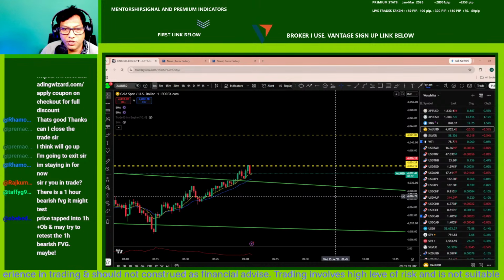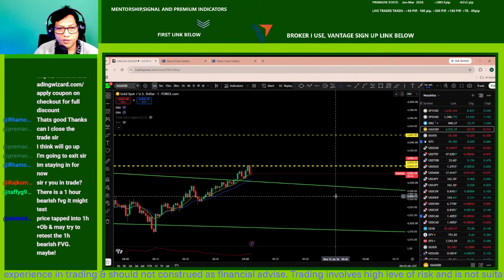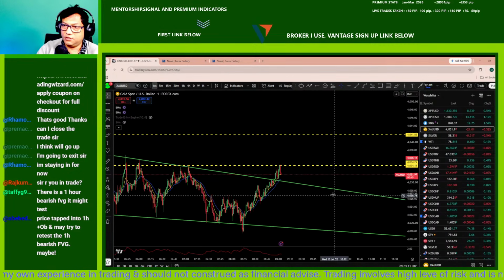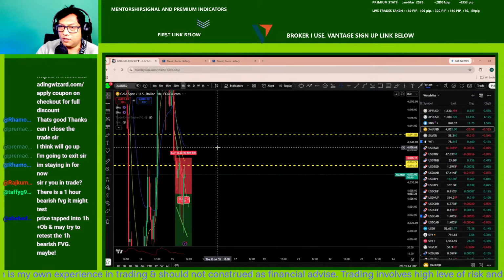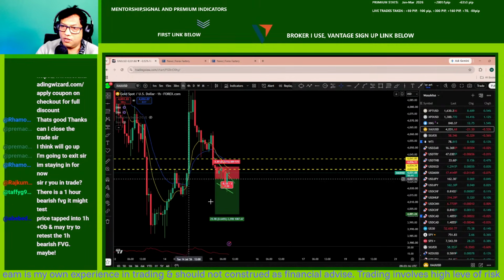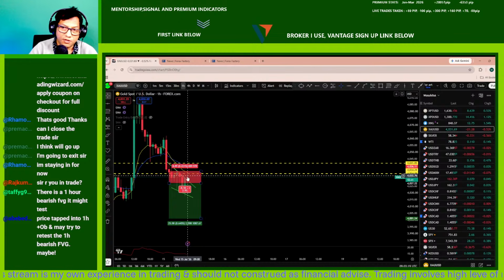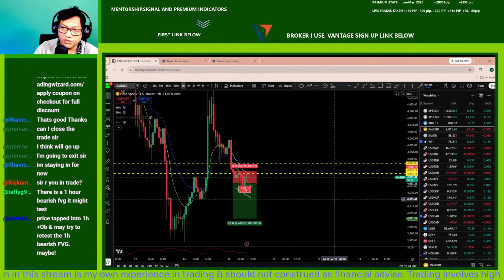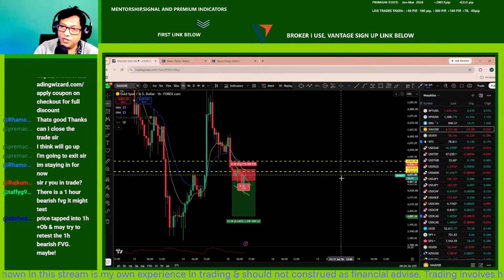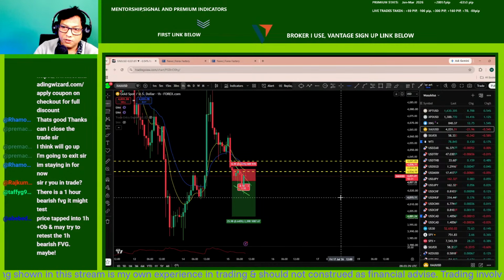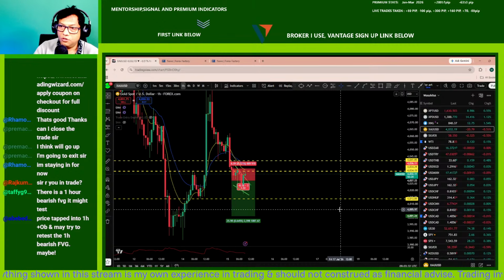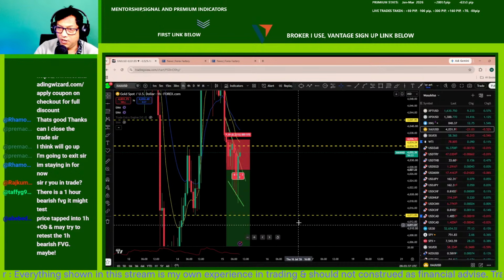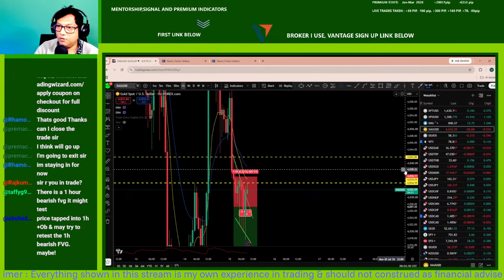There is a 1 hour bearish FVG. It might test price in the uptrend, the 1 hour OB may try it. If you look at the 1 hour, this is a very strongly downtrending market. Usually, in this kind of downtrend, the market doesn't have such a strong rejection even before breaking the support. So the support is here. The market didn't reach the support. So therefore, we very highly likely could see the drop again, because the market didn't break the support.